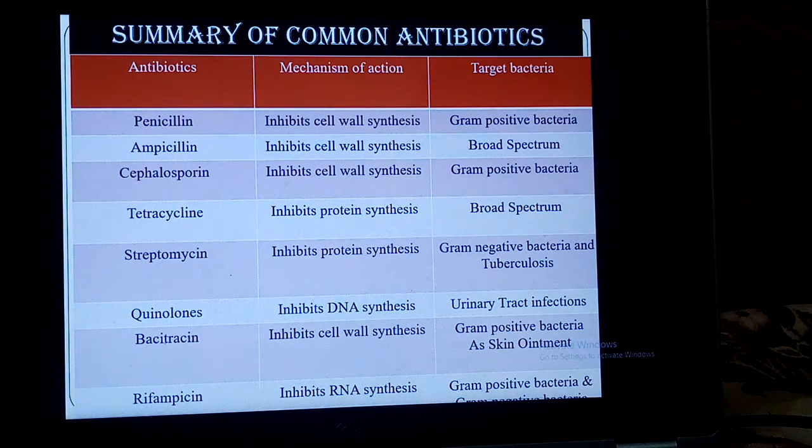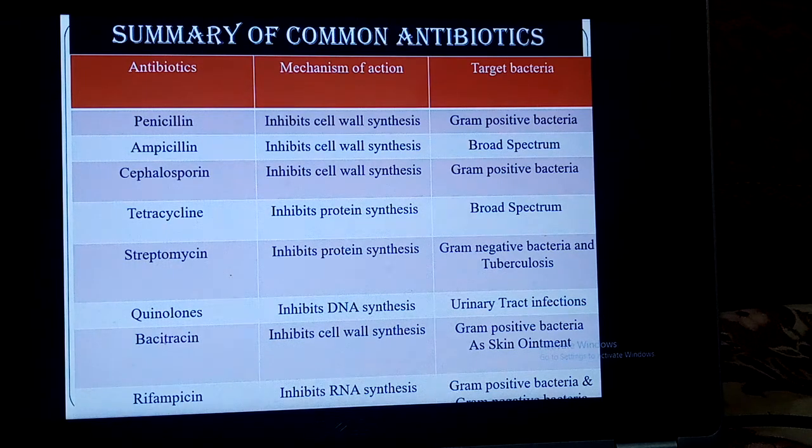The fundamental mechanism of penicillin is that it can inhibit the cell wall synthesis of bacteria. This drug can block, can stop the cell wall synthesis in bacteria, which may become the cause of infection. Here we are going to target the gram-positive bacteria. So penicillin is used against gram-positive bacteria, and this drug can inhibit the cell wall synthesis in bacteria.